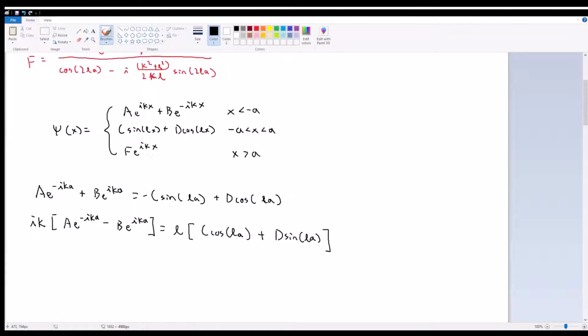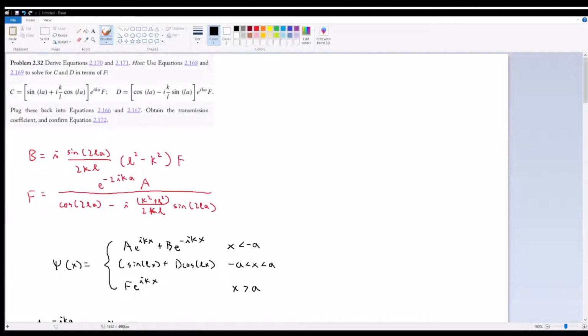And then for continuity at x equals positive a, we have C times sine la plus D times cosine la being equal to F e to the ika. Then we have the continuity of the derivative: l times C times cosine of la minus D times sine of la is equal to ik times F e to the ika. Let me just double check that's correct. Yes, that is correct. So from this point, it's just a matter of solving this system of four equations and getting B and F, so that's what we're going to do.